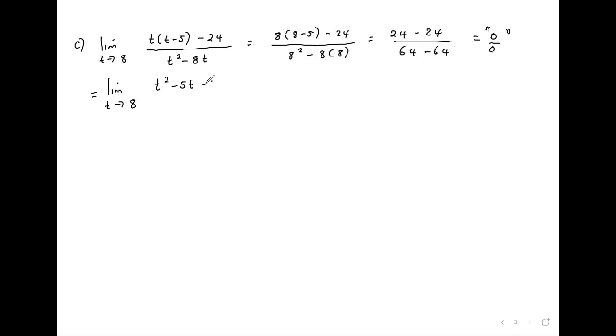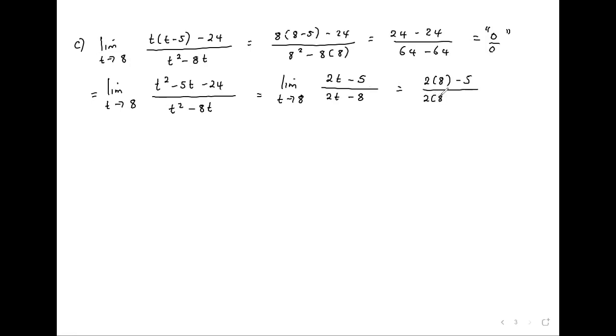Just expand that guy and get t squared minus 5t minus 24 over t squared minus 8t, and then differentiate. So we differentiate the numerator, we get 2t minus 5. Differentiate the denominator, we get 2t minus 8. Then substitute. So we have 2 by 8 minus 5 over 2 by 8 minus 8. That is 16 minus 5, 11. 16 minus 8, 8.